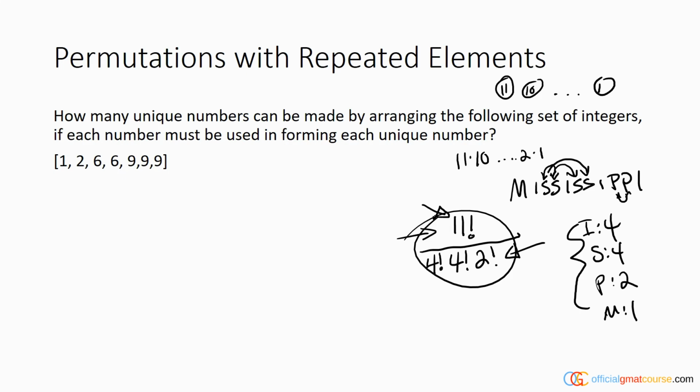So let's look at our situation. We have how many unique numbers can be made by arranging the following set of integers. All right, well, in our set, we have 2 6s, we have 3 9s, and we have a total of 7 numbers. Well, if we had to use each of them once, then we would have 7 spots. So the 7 numbers in 7 spots would be 7 factorial. That's the permutation without worrying about the repetition. But if we have to get rid of the repetition, we then need to divide by 2 factorial times 3 factorial. And if you imagine the top of this, it's really 7 times 6 times 5, 4, 3, 2, 1.